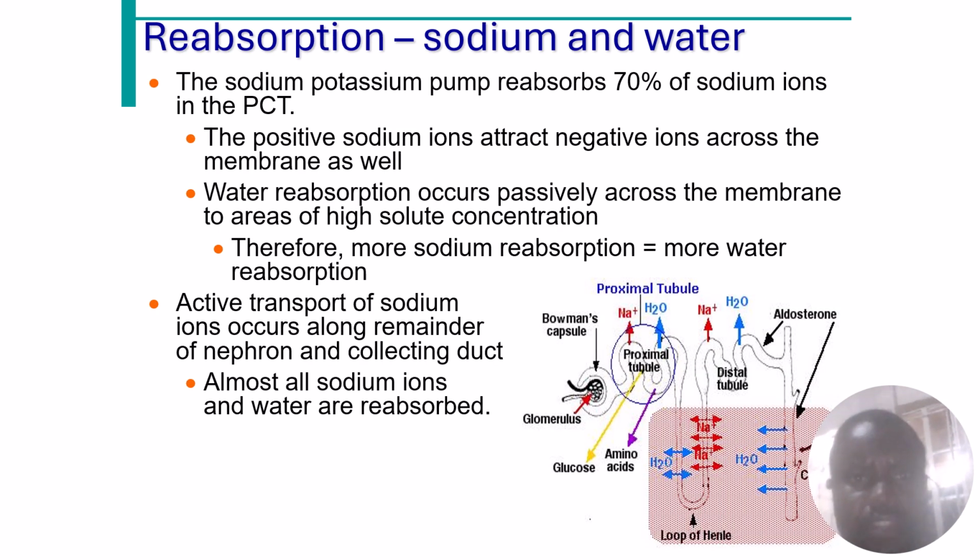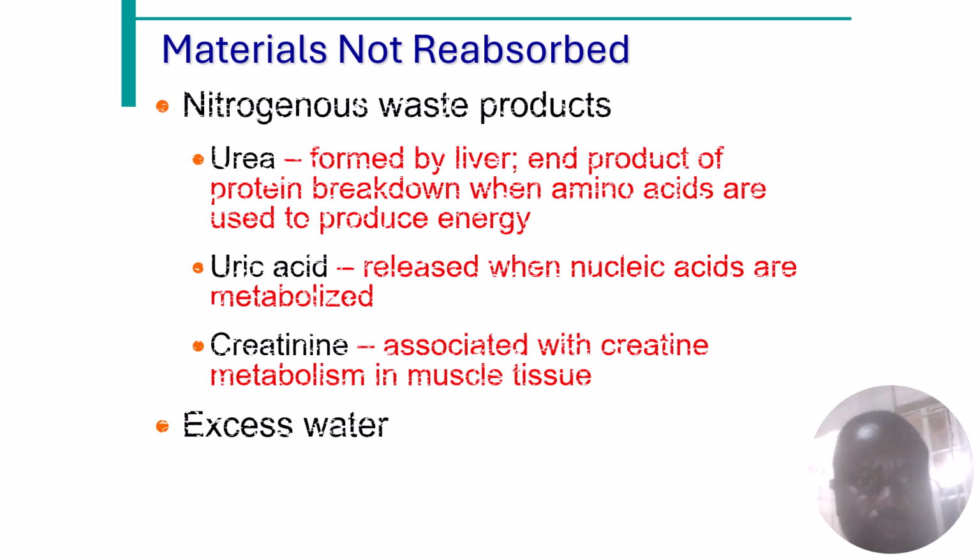For sodium and water, for example, 70% of the sodium will be reabsorbed in the proximal convoluted tubules, and some of the remaining sodium will be reabsorbed back into blood by the thick ascending loop of Henle, as well as the distal convoluted tubule. The materials that are not reabsorbed will be urea from amino acid deamination, uric acid from nucleic acid metabolism, creatinine as well from muscle metabolism, and excess water.